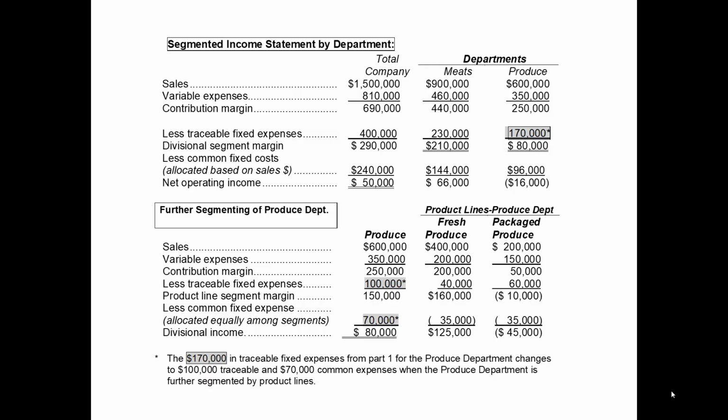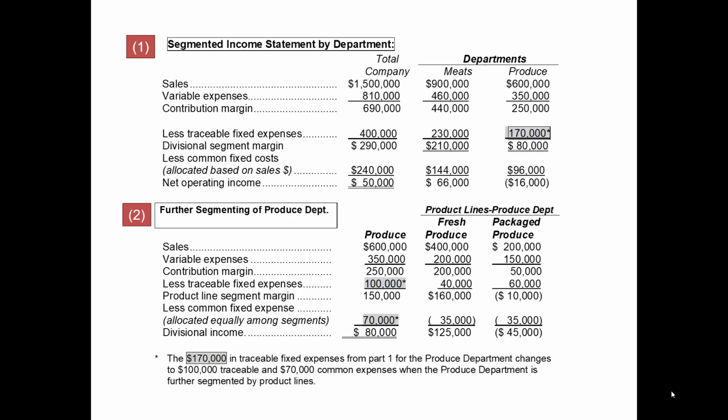So if you look below, you see that I have created two segmented income statements, the first one being the two main segments, meat and produce. And then I took the produce department, who had sales of $600,000, and I further segmented that into two product lines, fresh produce and packaged produce. So think in terms of fresh produce is where you pick the apples that you would like to buy individually, whereas packaged produce, you pick up a bag of apples and you get what you get.